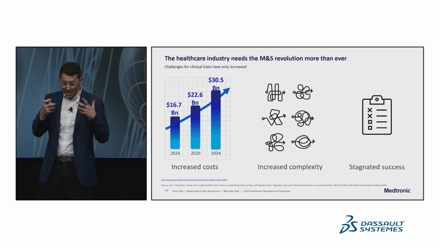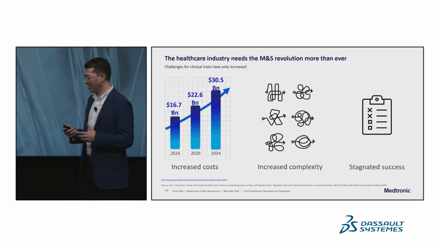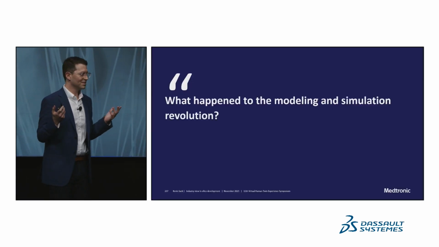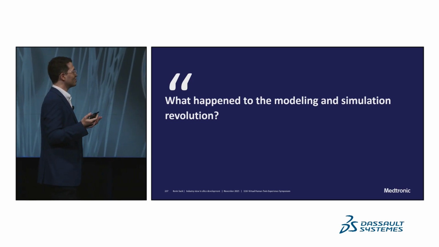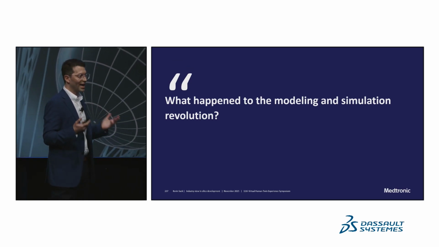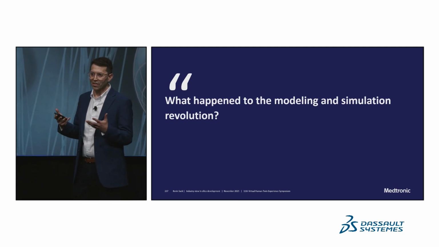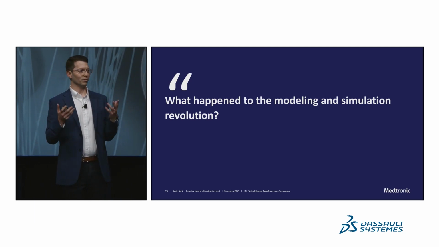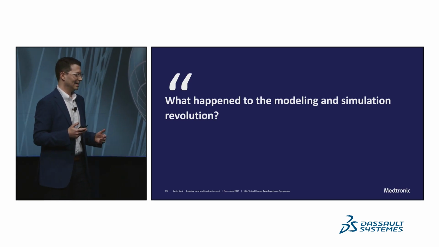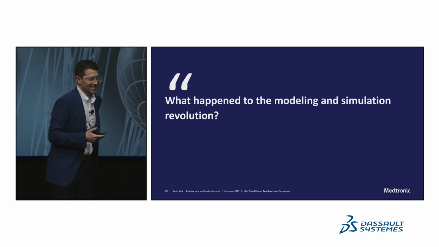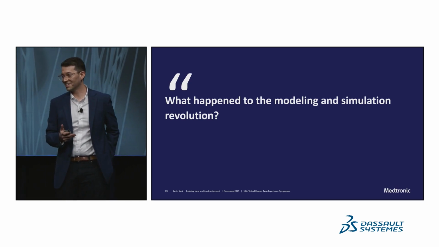Now we need this revolution, and we've been talking about it for ages. So my ultimate hypothesis is, what happened? What happened to the modeling and simulation revolution? We've been talking about it for ages. How is our industry so different to these other industries that have been transformed by in silico modeling? And I guess the first most obvious answer to that could be that maybe the scientists in those industries are just better than us.